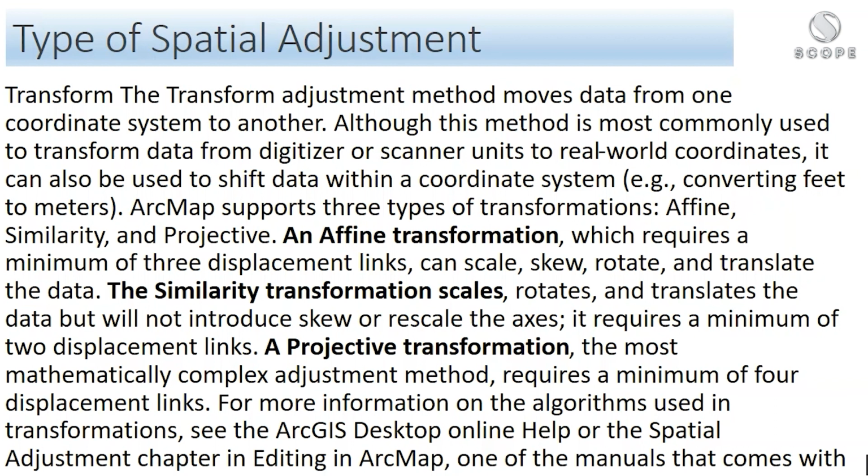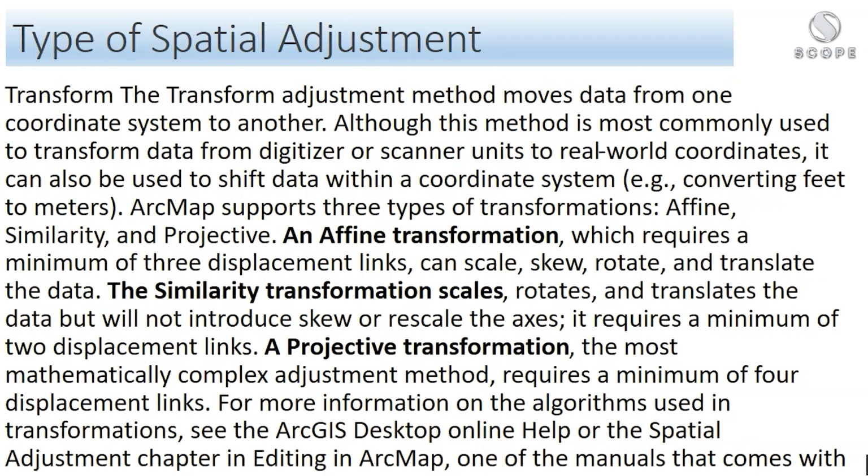It requires a minimum of three displacement links, and can scale, skew, rotate, and translate the data. And we have another method, that is similarity transformation, which rotates and translates the data but will not introduce skew or rescale the axes. It requires a minimum of two displacement links.